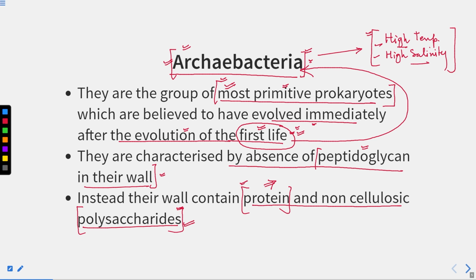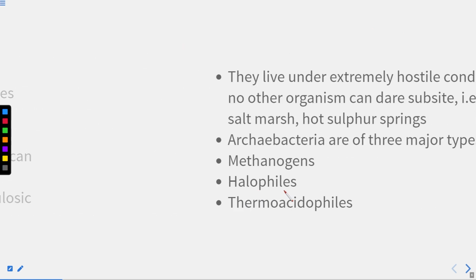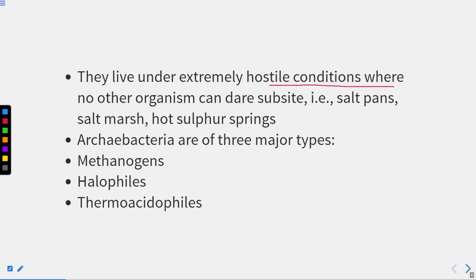So this protein is very important, and this chaperonin must not be the type of chaperonin that is present in today's bacteria, but it is somewhat like that type of protein that can bear such high temperature or high salinity. Right? So this is very important from the examination point of view, that archaebacteria do not have the normal peptidoglycan that is present in the bacterial cell wall. Instead, the wall contains protein and non-cellulosic polysaccharides. Okay. So they live under extremely hostile conditions where no other organism can dare subsist. It means that other organisms cannot live in such hostile or harsh conditions, right? So they live under extremely hostile conditions.